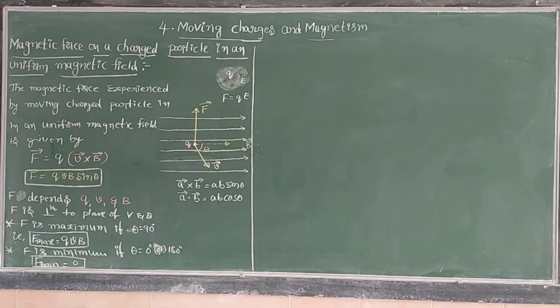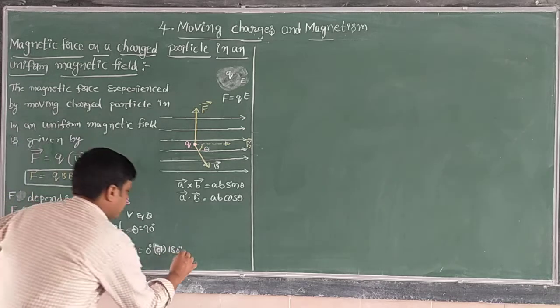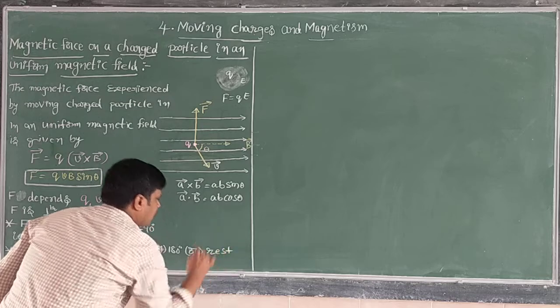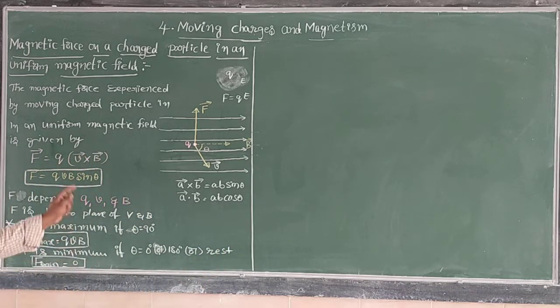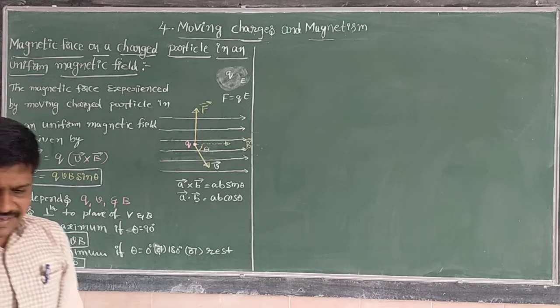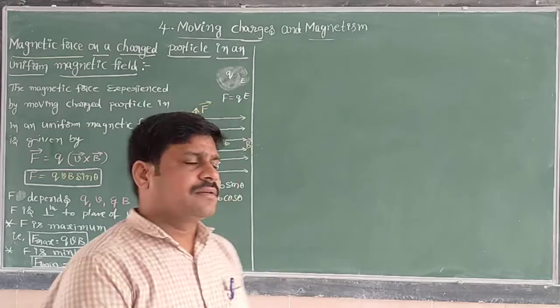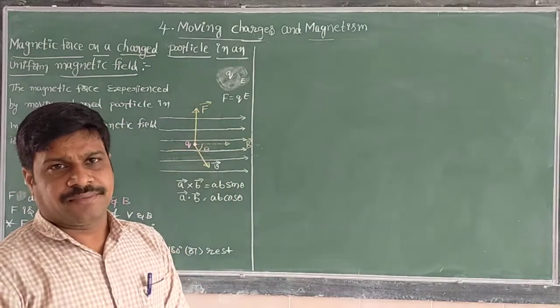The force is minimum in another case also. Suppose the charged particle is at rest. In these three cases, the force is minimum, the last one being rest. Here we have calculated the magnetic force.